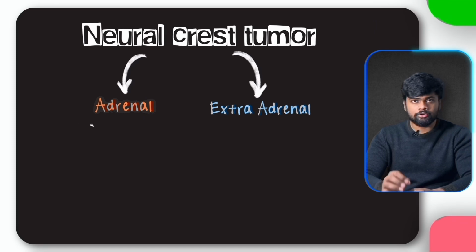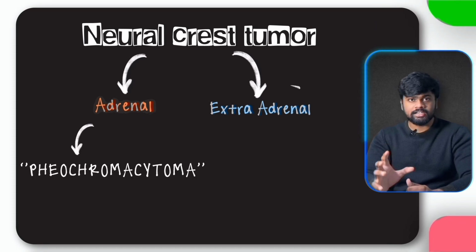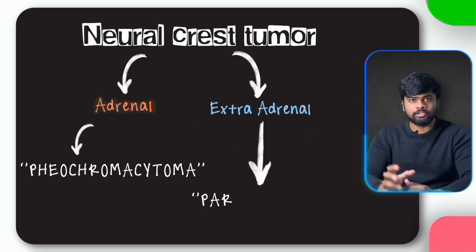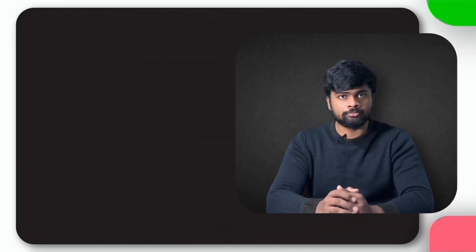Adrenal neural crest tumors are called as pheochromocytomas. Extraadrenal neural crest tumors are called as paragangliomas. But remember, paraganglioma is a very controversial term because before we used to say that paragangliomas are those tumors which behave like pheochromocytomas and are originating from extraadrenal site. But now recent Harrison 21st edition update says that paragangliomas are those tumors which are present in skull base and head and neck region. And the tumors which are present extraadrenally are just called as extraadrenal pheochromocytomas.